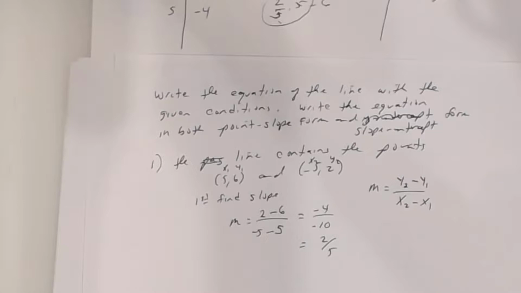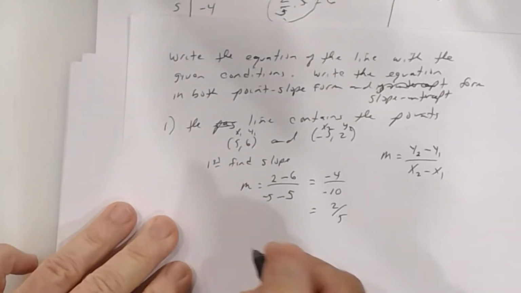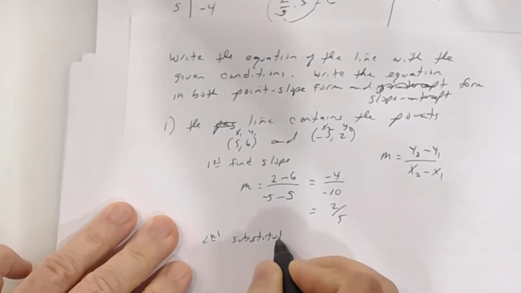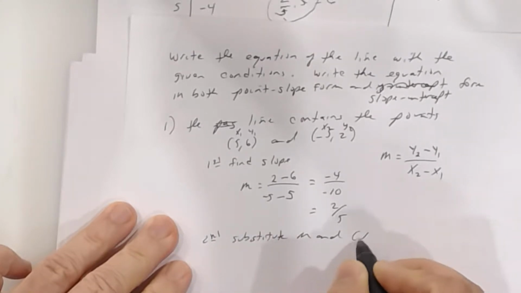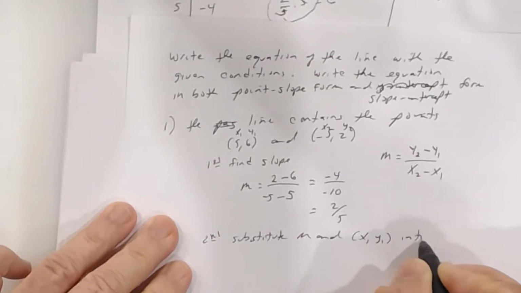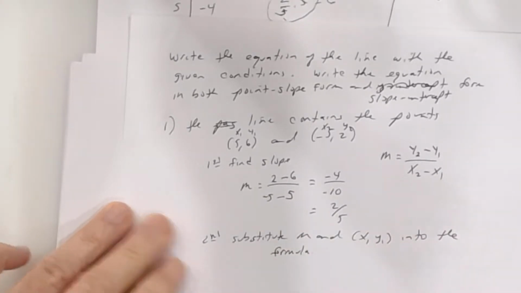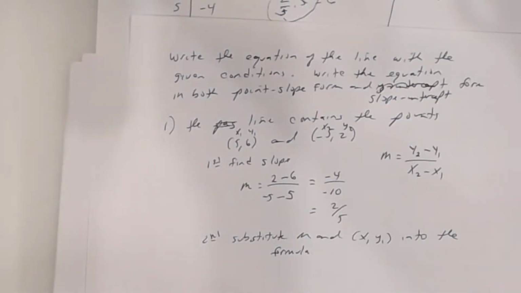And now all I need is 1 point. It does not matter which one I use. You want to use the first one? We'll do it both ways just to show you that it does not matter. So the second step is this. Substitute m and x1, y1 into the formula. Again, it does not matter which point you use. Let's use the first one to begin with.